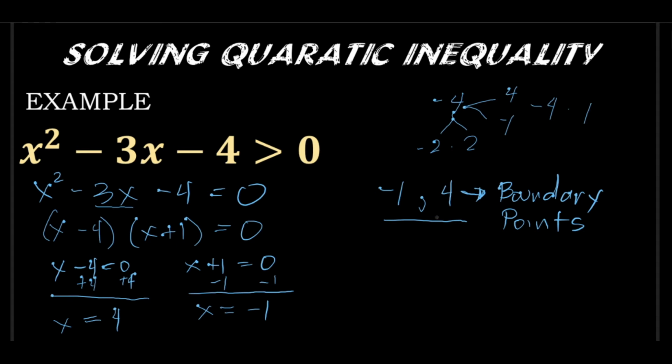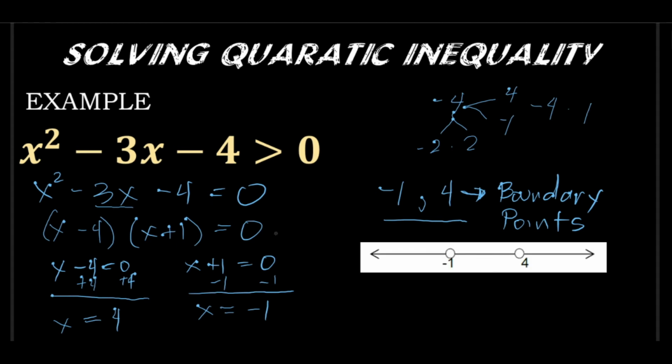I-graph natin sa number line. Ngayon, nandito na tayo sa number line. I-ni-graph na natin siya, inilocate na natin yung points na negative 1 and positive 4. Now, gaya ng sabi kanina, open circle ito, hindi siya shaded. Anong reason? Dahil ang gamit natin dito is greater than only. Wala itong or equal na symbol. So meaning, yung ating boundary points is not included to the solution.